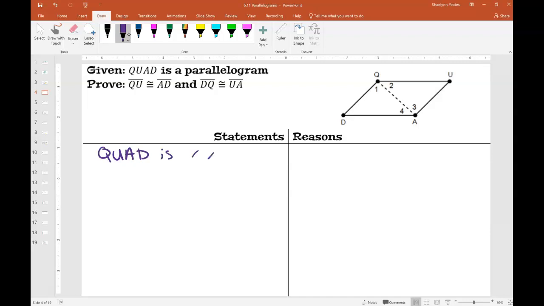is a parallelogram. And I'm just going to draw a cute little parallelogram for the word parallelogram. And this is just given to us. My favorite part of proofs, that given part.